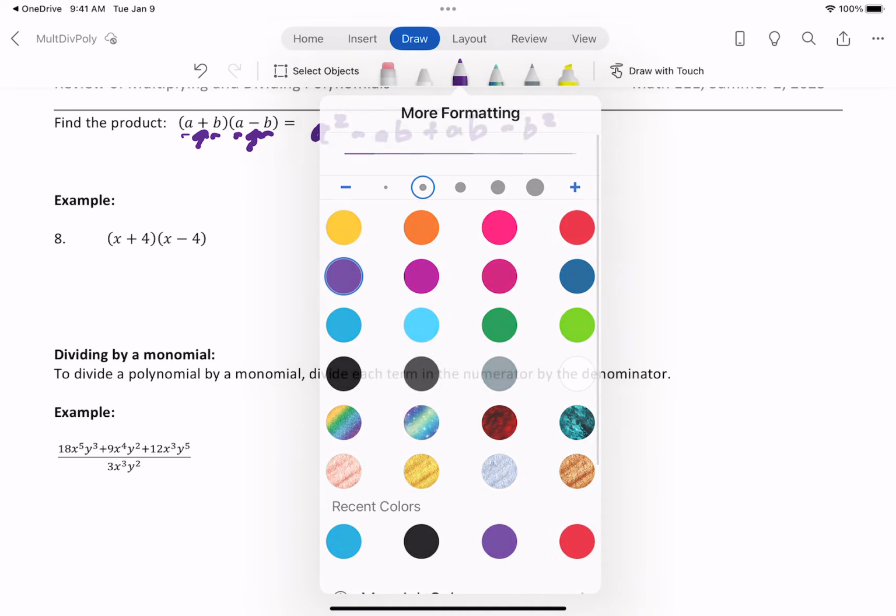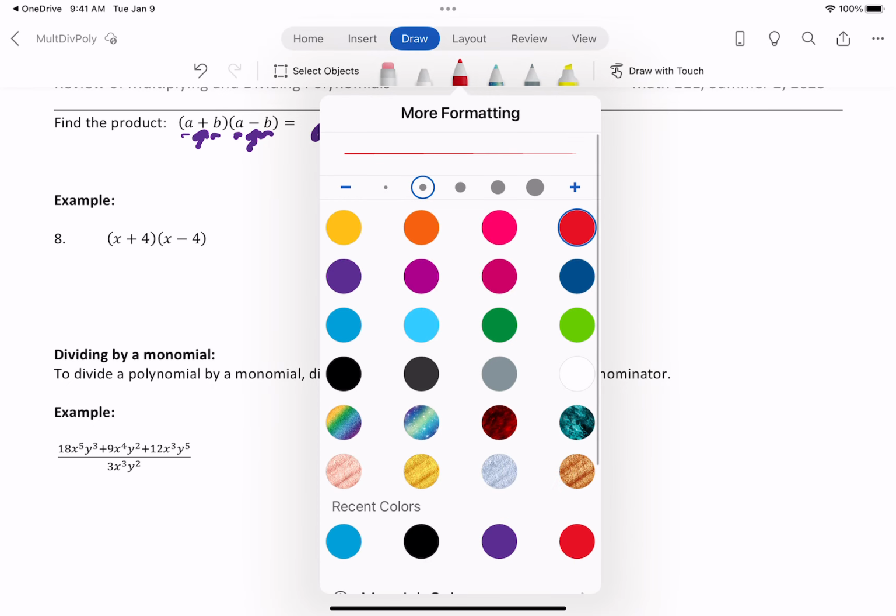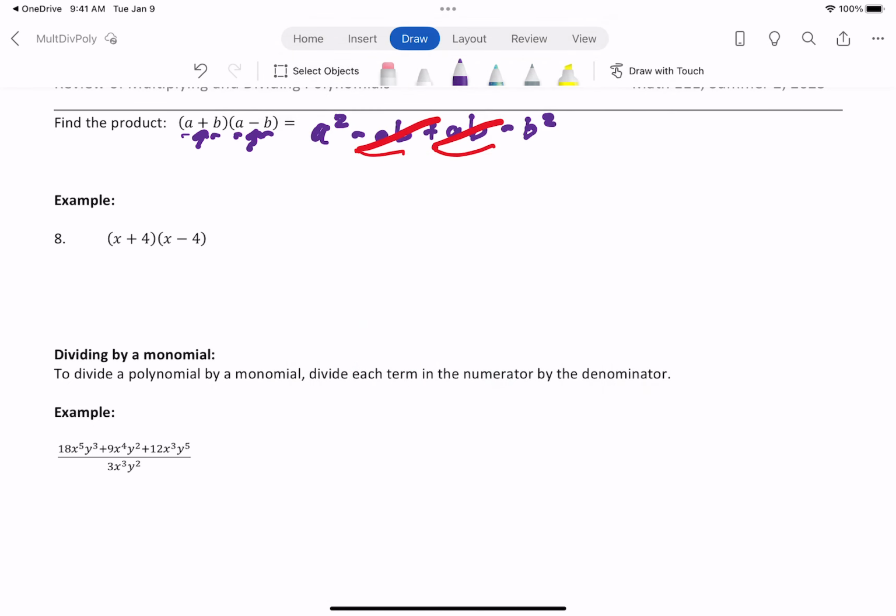But this time, because the signs are opposite, my middle two terms are also opposites of each other. Negative 1AB and positive 1AB are exact opposites of each other, so those are going to add out. And that leaves me with a squared minus b squared. So this is another one of those shortcuts, and it will come up again later when we're working with factoring. That's the reason that we're showing it.